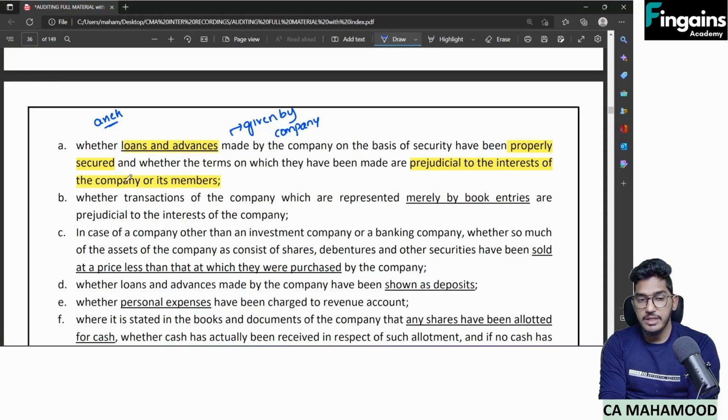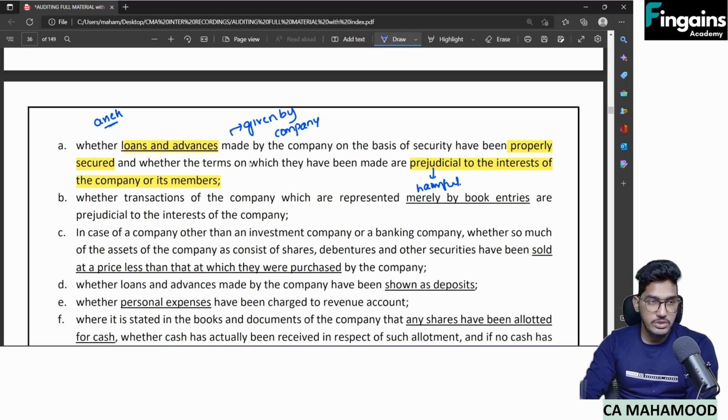So if I read it once again, whether loans and advances which are made by the company, if they are on the basis of security, whether they have been properly secured, whether they have a security value more than the value of the loan given. And also one more point they say here, whether the terms and conditions on which these loans are given are prejudicial to the interest of the company or its members? Now, what do you mean by prejudicial? Prejudicial, you can understand it as harmful.